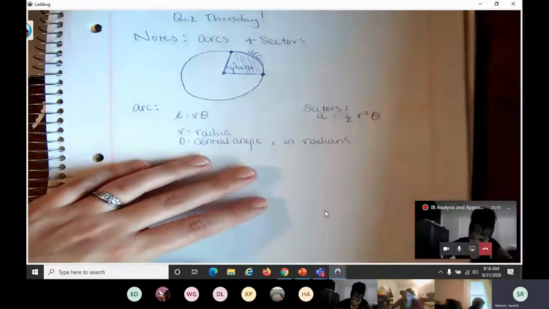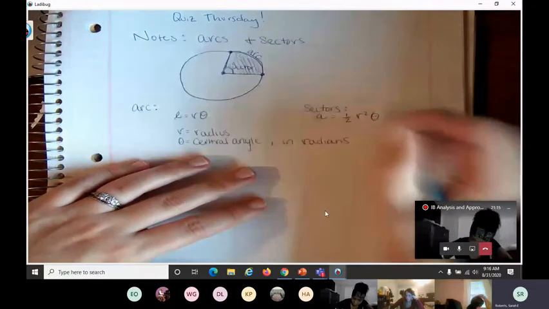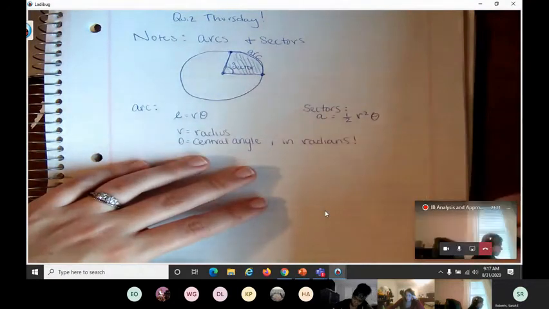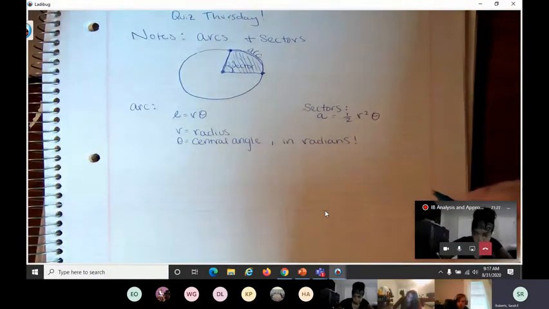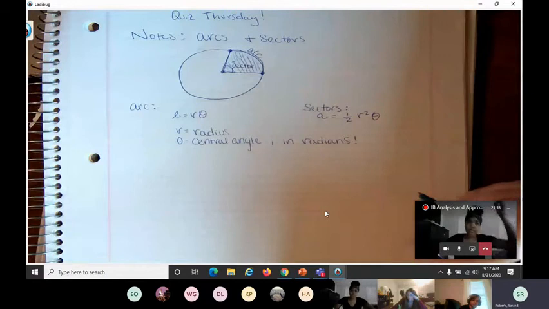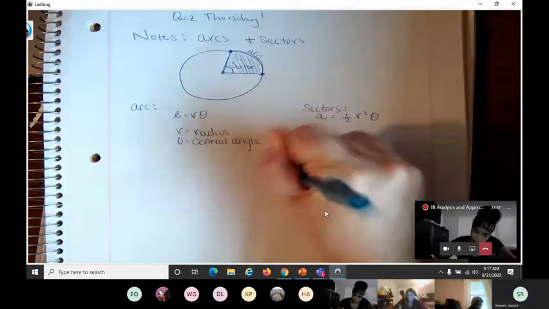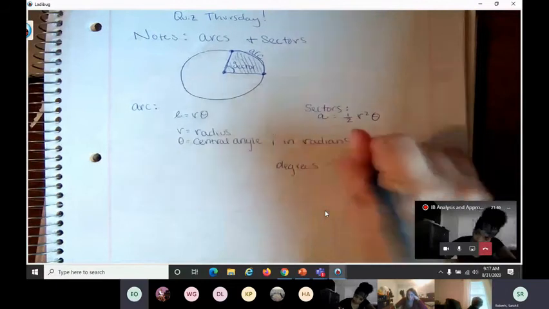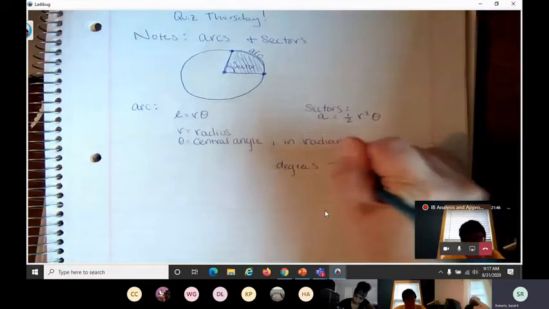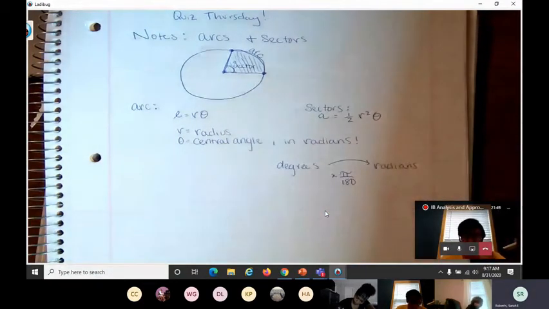Okay, do you guys remember how to convert back and forth between radians and degrees? Ethan, do you know how to convert between degrees and radians? It's okay if you say no. If I start in degrees, what do I do to get to radians? You multiply by pi over 180. Very good, thank you. So make sure you know that and are able to do that.